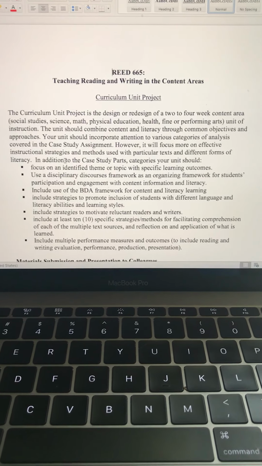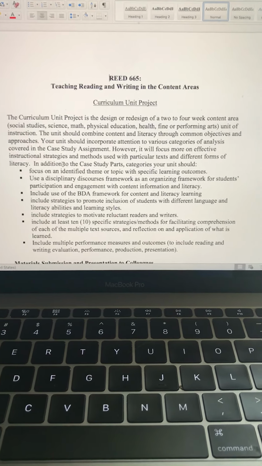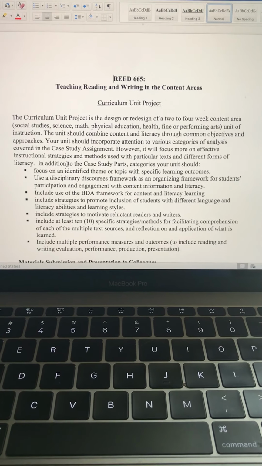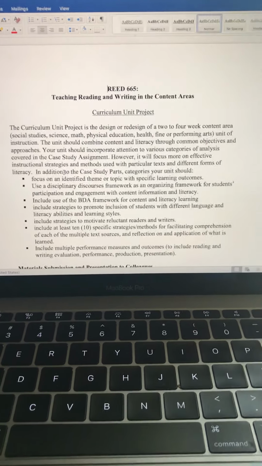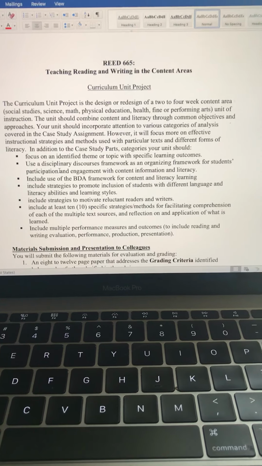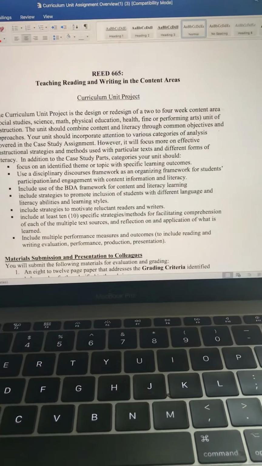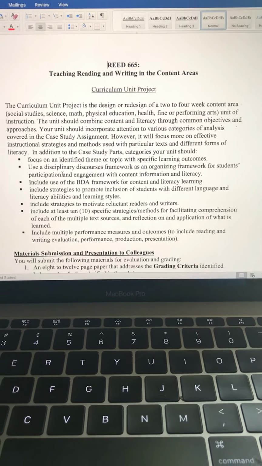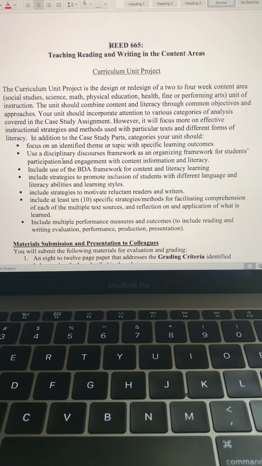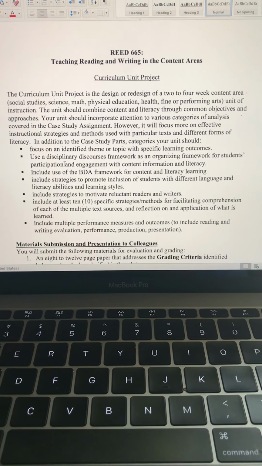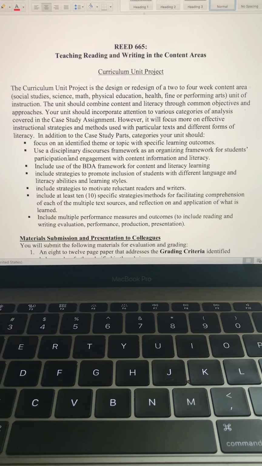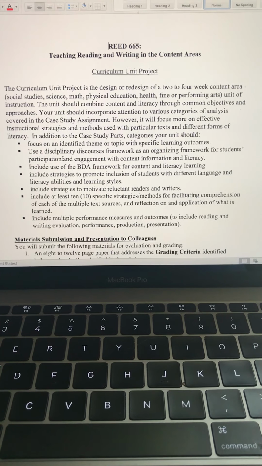The curriculum project is the second and final assignment for your Read 665 summer course. I wanted to just go ahead and go through this with you. So basically, your curriculum unit is the design or redesign of a 2 to 4 week content area unit of instruction.